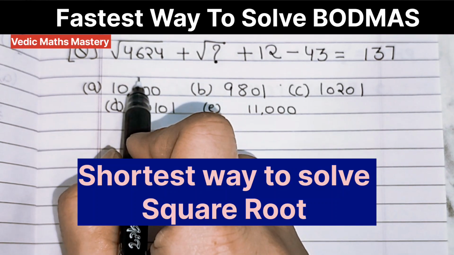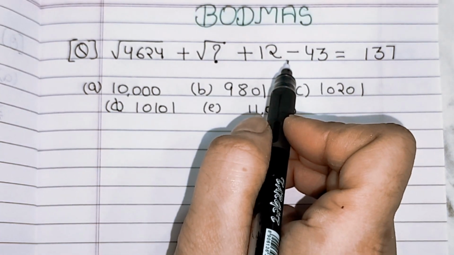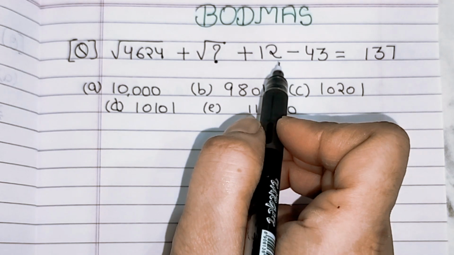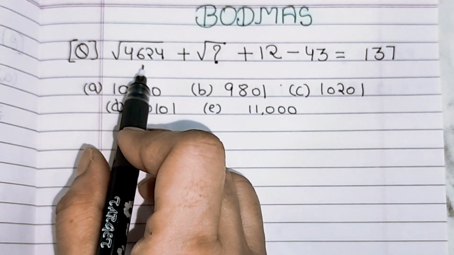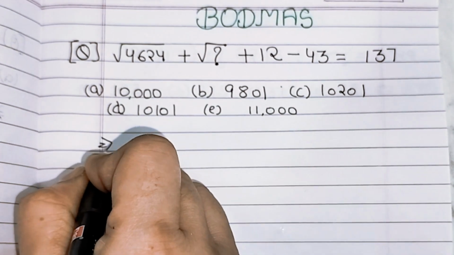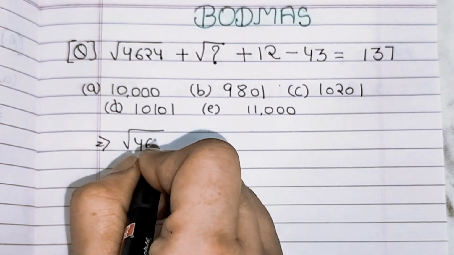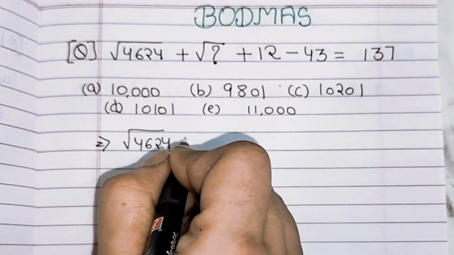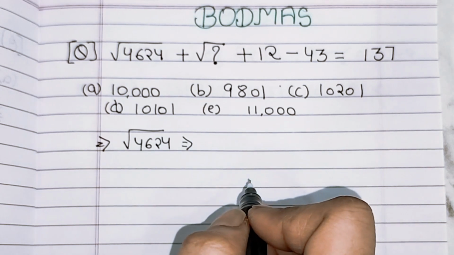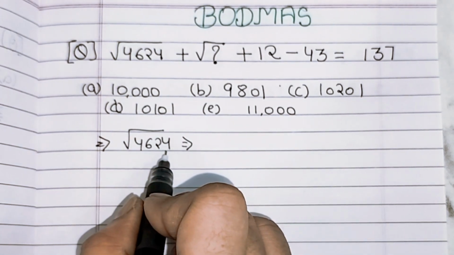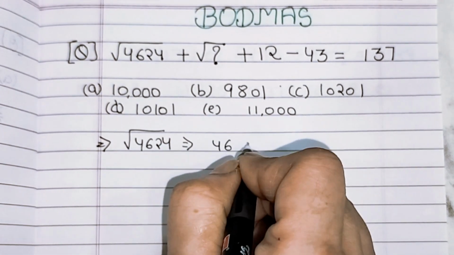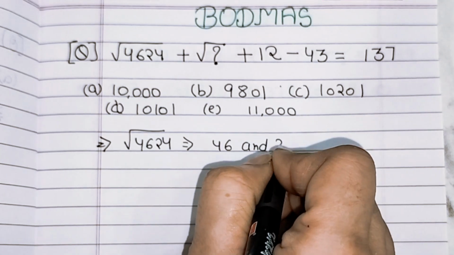So friends, to solve this given equation, we follow the BODMAS rule and use the shortcuts for the square roots. First we calculate the square root using a short trick. The square root of 4624. Now first we have to group the digits. Split the number into two parts, 46 and 24.